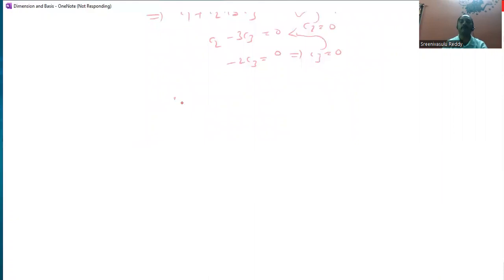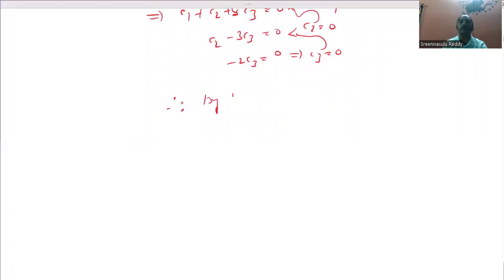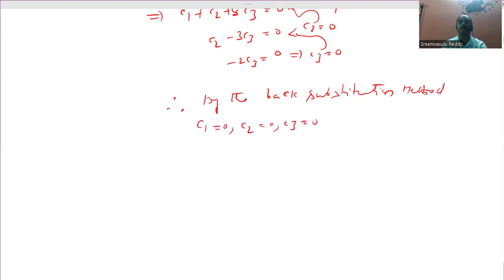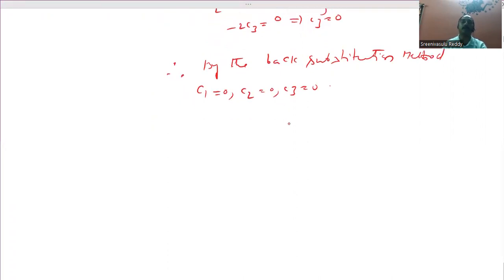Therefore, by the back substitution method, C1 equal to 0, C2 equal to 0, C3 equal to 0. Therefore, the given vectors are linearly independent. Therefore, S is linearly independent. Next part, linear combination. Last part.